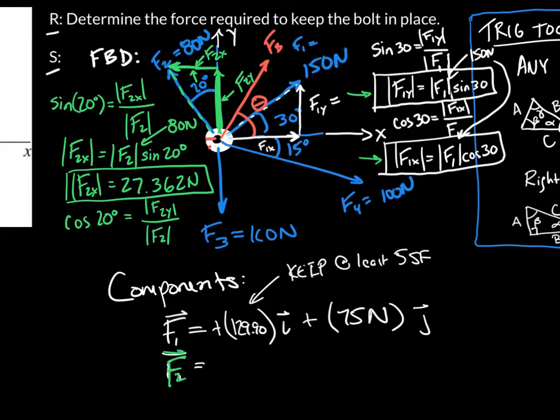Okay, so rearranging, F2y equals F2 cosine 20, like that. And we'll end up getting that, so if I plug in 80 for the hypotenuse, then I'll get F2y equals, okay, getting really sloppy here, but F2y equals 75.175 newtons, okay?